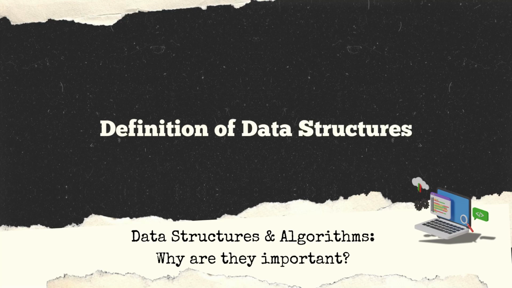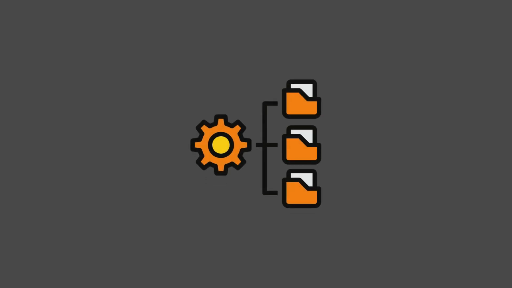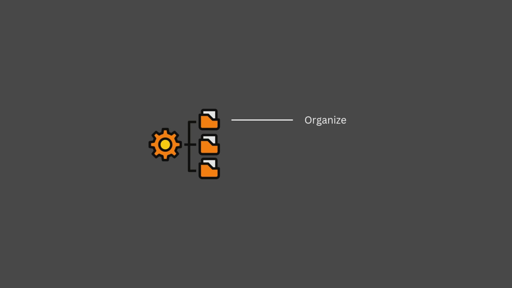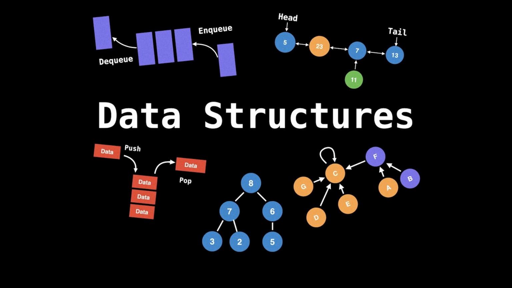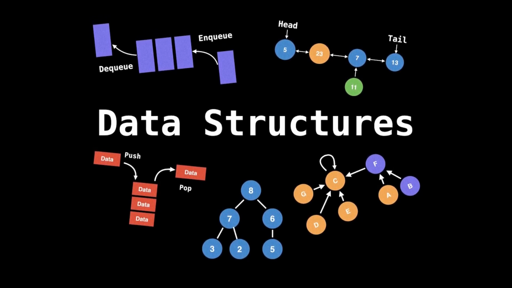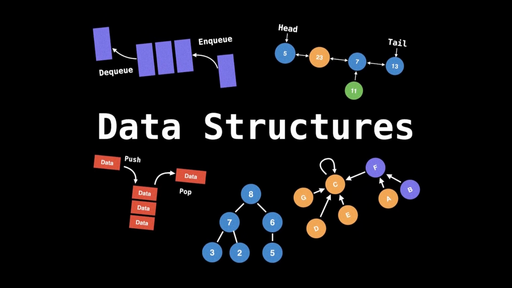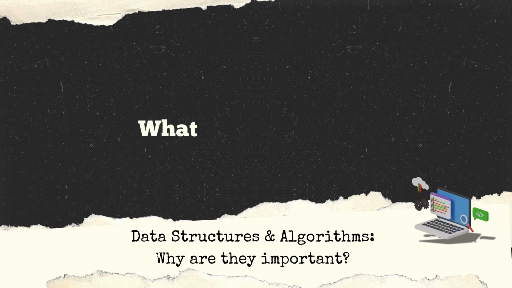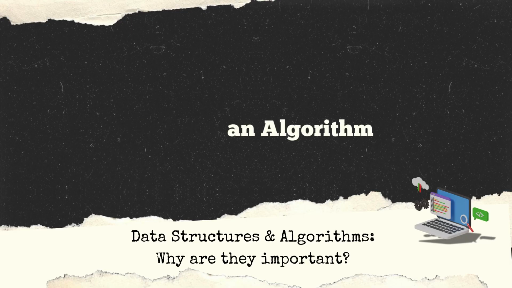Definition of data structures. A data structure is a specialized way to organize, manage, and store data for efficient access and modification. Different data structures are designed to suit specific types of operations, enabling developers to store and manipulate data effectively. What is an algorithm?